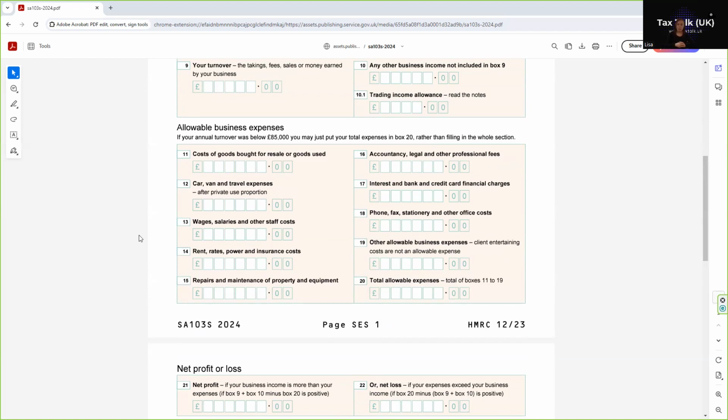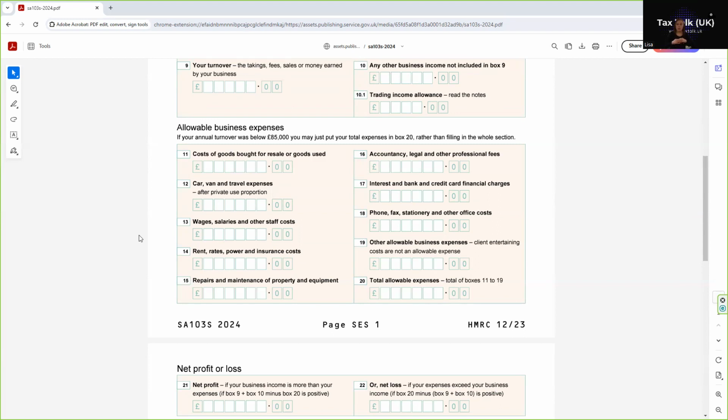So, allowable business expenses. You do have two options here, and you are presented with the question: do you want to break them down, or just enter them as one single total? That is absolutely fine, to just enter the one single total.